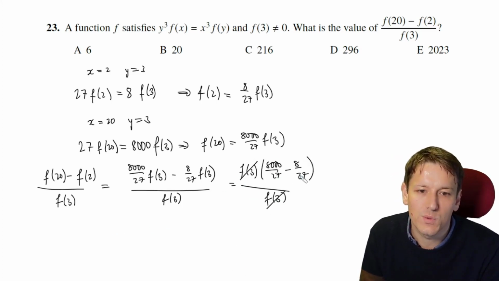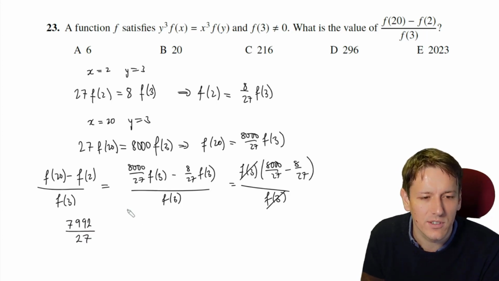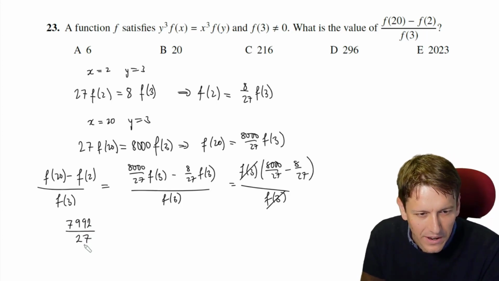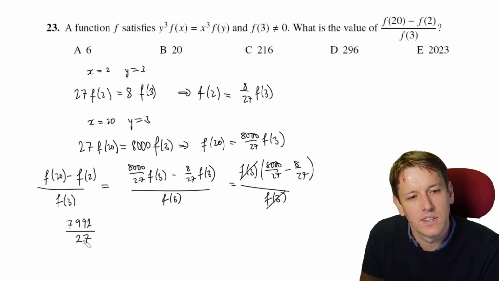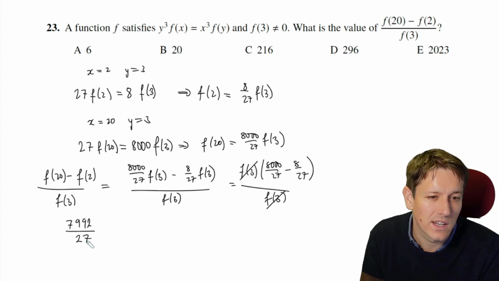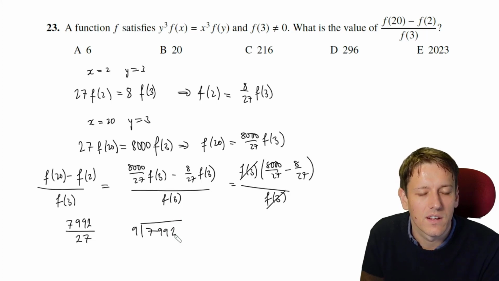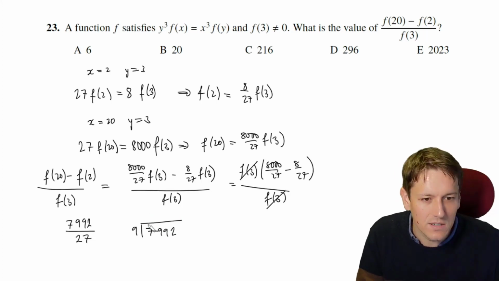So I've got 8,000 27ths minus 8 27ths, so 8,000 minus 8 is 7,992 divided by 27. So we could do the division by 27 directly here if you want to, or we could do something like dividing it by 3 three times, or dividing it by 9 and then by 3. Let's divide it by 9 and then by 3. I think that's going to be reasonably quick.